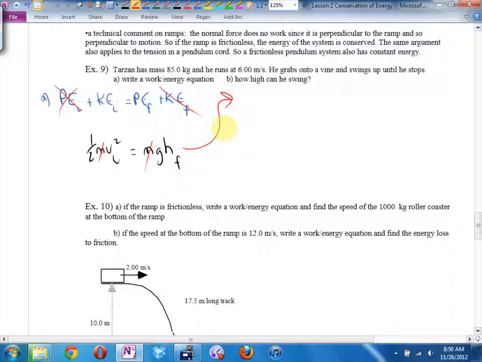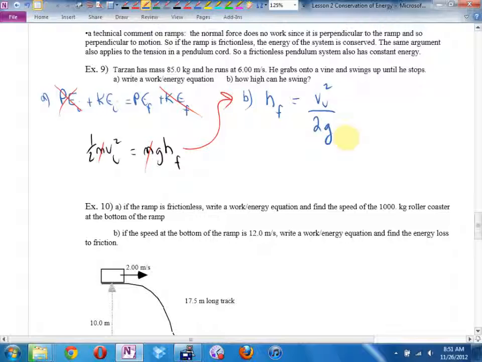How can he swing? So there's my equation. B says, hey, how high can he swing? Final height equals VI squared over 2G. Is that right? I would divide by G. And then to make this look pretty, instead of having a half, how about I put a 2 in the bottom? Because that looks like a nice, pretty equation.